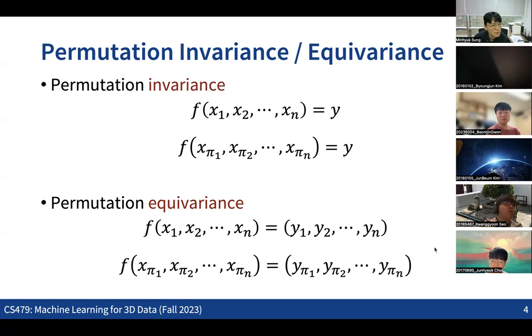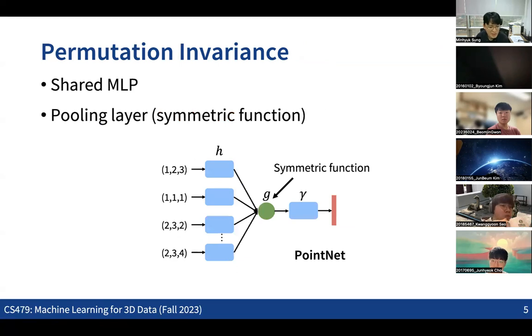To achieve these two things, permutation invariance and equivariance, what we did in the design of PointNet was use the shared MLP and also a pooling layer using a symmetric function. The idea is that we treat each point as independent data, and then after processing them, we aggregate all this information using a symmetric function, like the max function, so that we get the same outputs without taking any ordered information of the points. That was the basic idea for permutation invariance.